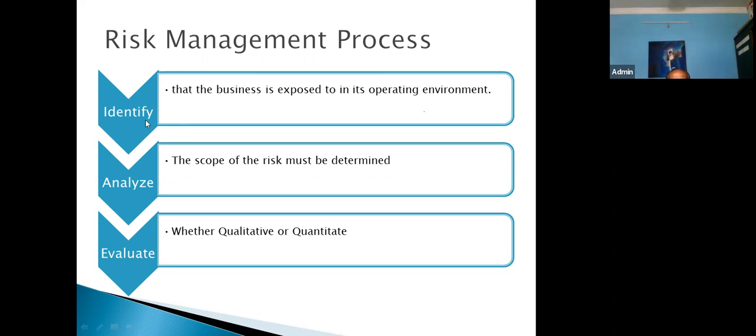What is identify? Identify the business exposed to the operating environment. What is analysis? Analysis means the scope of risk has to be analyzed. And then evaluate. Evaluation is in terms of two: qualitative and quantitative. Qualitative is regarding human beings, like customers and employees. Quantitative is in respect of material and infrastructure. You are supposed to mention these points in evaluation. Understood?